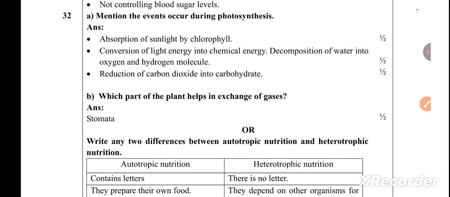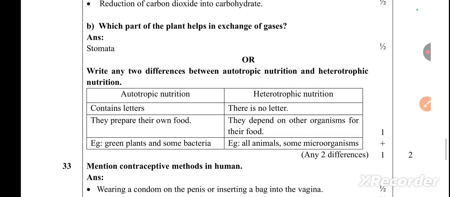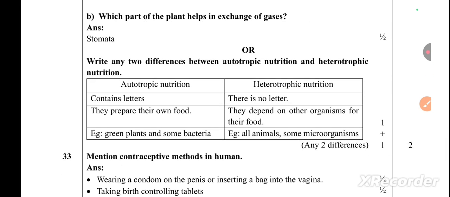32nd one. A. Mention the events that occur during photosynthesis. Absorption of sunlight by chlorophyll, conversion of light energy into chemical energy, decomposition of water into oxygen and hydrogen molecules. Then third step, reduction of carbon dioxide into carbohydrates. Very important question, asked several times in exams, and an important upcoming exam too. Then B. Which part of the plant helps in exchange of gases? It's the stomata.